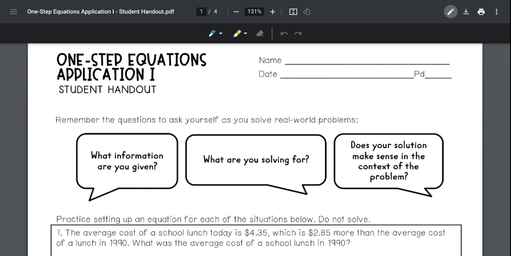This is your one-step equations application 1 student notes. I'm going to go through everything. Please make sure that anything I write down, you write down on your paper and follow along.